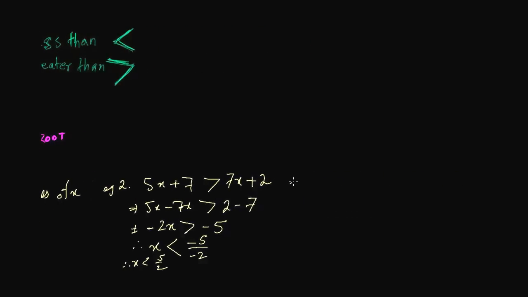Let's do another example. In example 3, let us use twice x plus 5 less than 7x plus 20. Let's bring all the x's on one side, to the left side. Twice x minus 7x less than 20 minus 5.